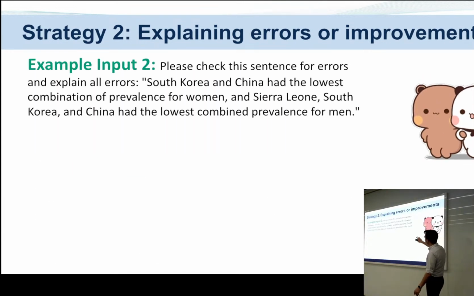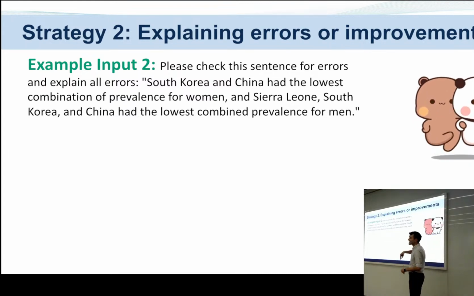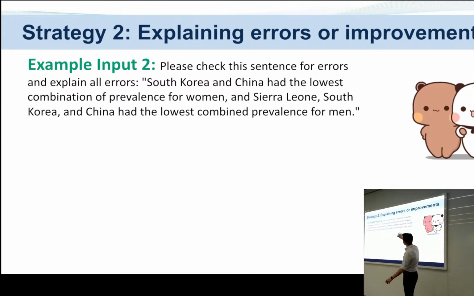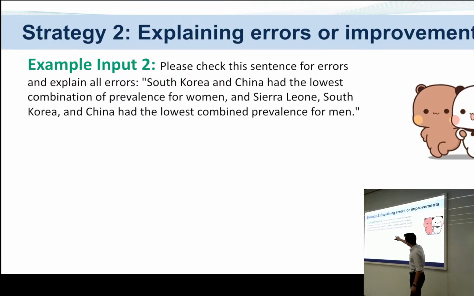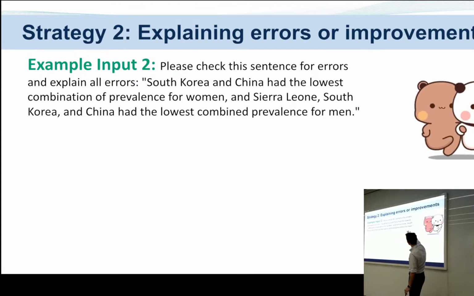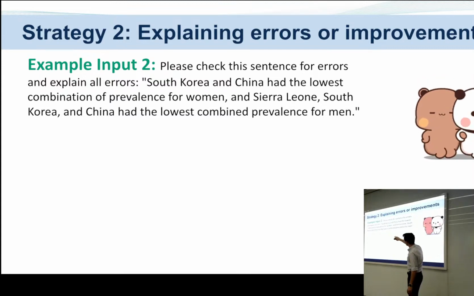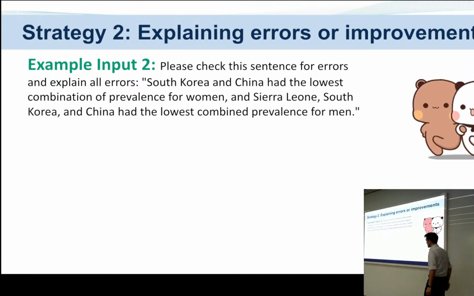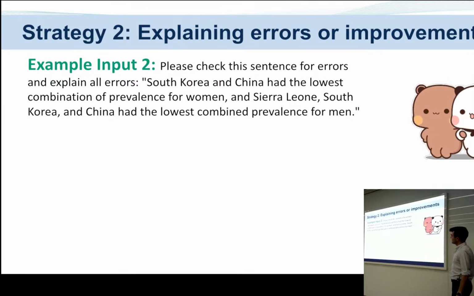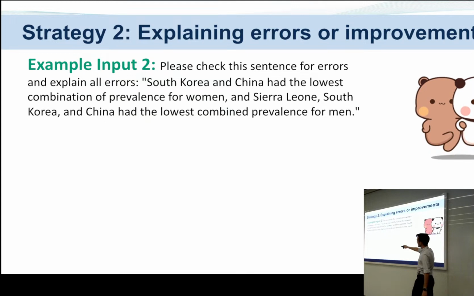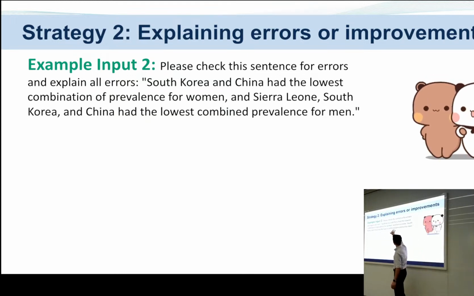Example input. Please check this sentence for errors and explain all errors. South Korea and China had the lowest combination of prevalence for women in Sierra Leone. South Korea and China had the lowest combined prevalence for men. So I know we have combination of prevalence and combined prevalence.